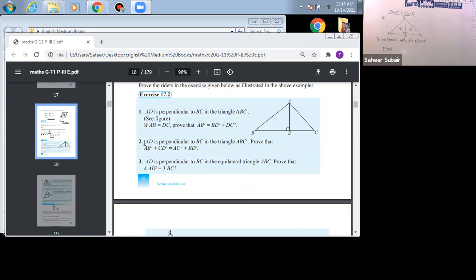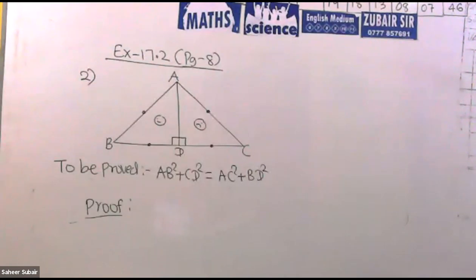And see, this is the question. Second one, AD is perpendicular to BC in triangle ABC. Prove that AB squared plus CD squared equal AC squared plus BD squared. No diagram is given, so you have to draw a diagram and mark.